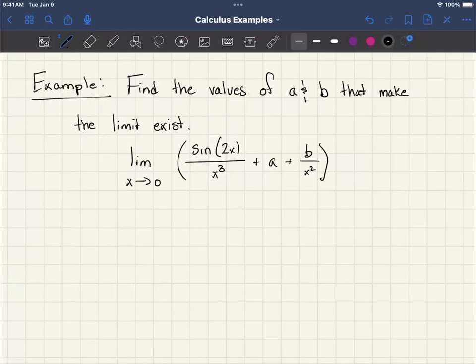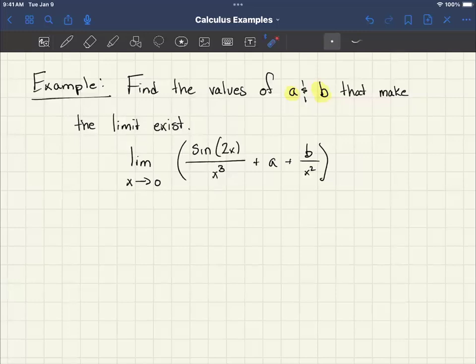I'm Dr. Finch. Today we're going to look at an example where we're finding the values of two numbers, A and B. We're going to use letters to represent them right now, such that the following limit exists. Where x goes to 0, we're looking at sine of 2x over x cubed plus a plus b over x squared. And I'm going to apologize a little bit in advance. This is going to be a little bit of a beast, but it is going to be really interesting.